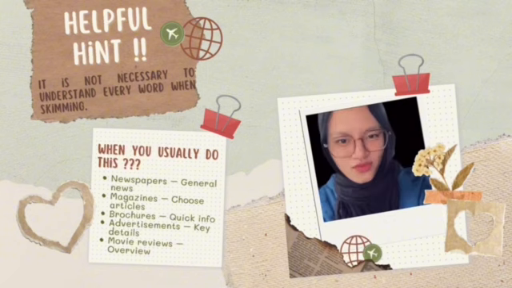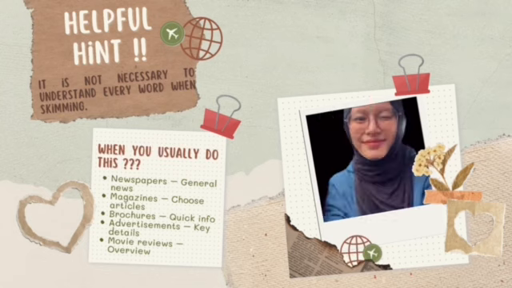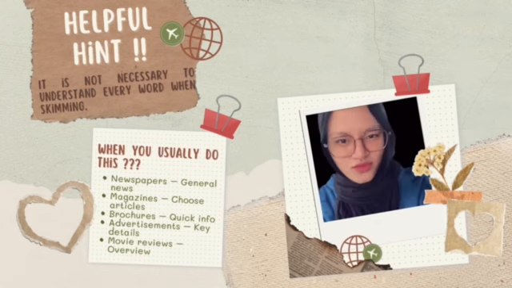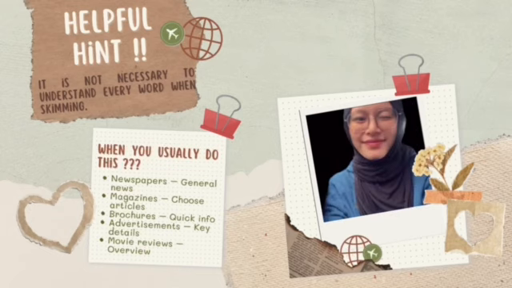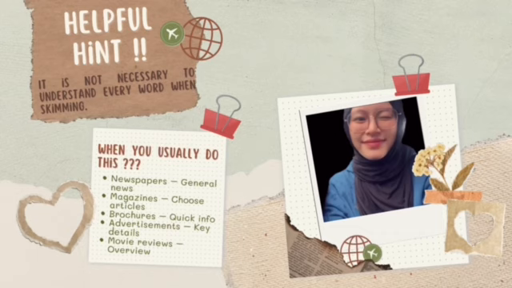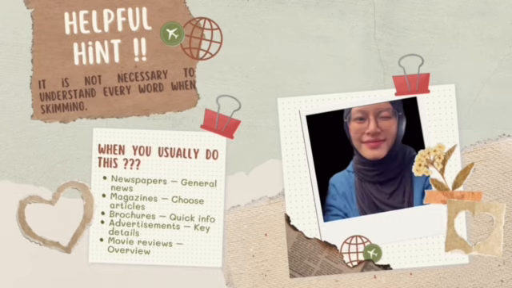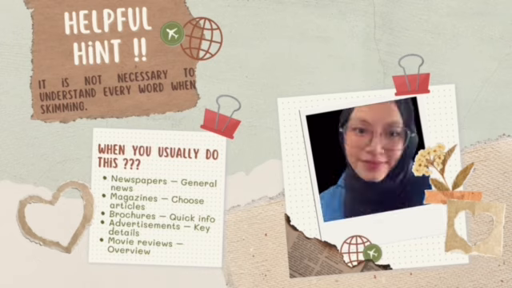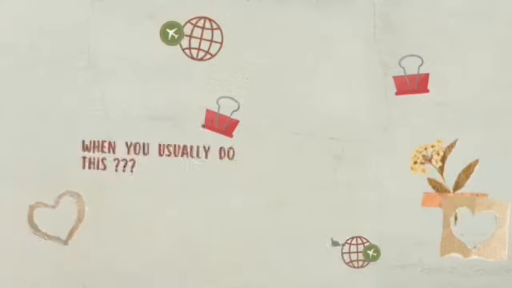So, when should we use skimming? Here are some situations where this skill comes in handy. For example, newspapers to find general news or to get the latest headlines. And then, we also have magazines to choose articles or to decide which articles are worth reading. And then, we also use this skill for advertisements to explore important information. Last but not least, we have movie reviews to get an overview without spoilers.